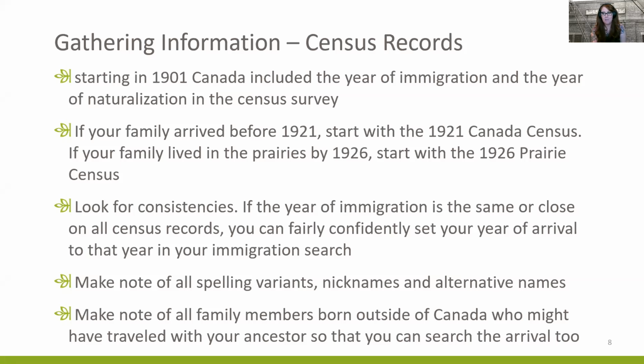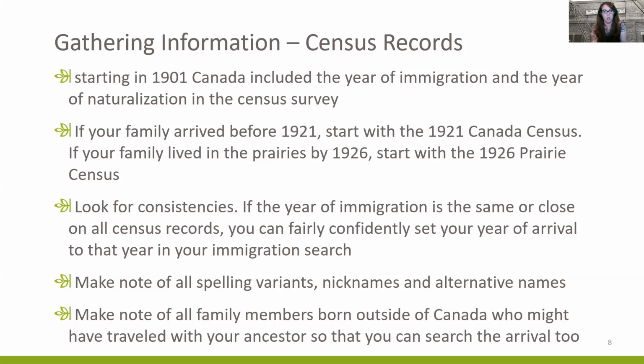Okay, so first collection I like to hit is the census records. These records are important for immigration information because beginning in 1901, the Canadian government included an area on the census survey that asked, if you were not born in Canada, when did you immigrate to Canada? And also naturalization years. So if your family was in Canada before 1921, start with that census and work your way back. Find the person or the family in as many censuses as you can. If they went to the prairies before 1926, start with the 1926 census.